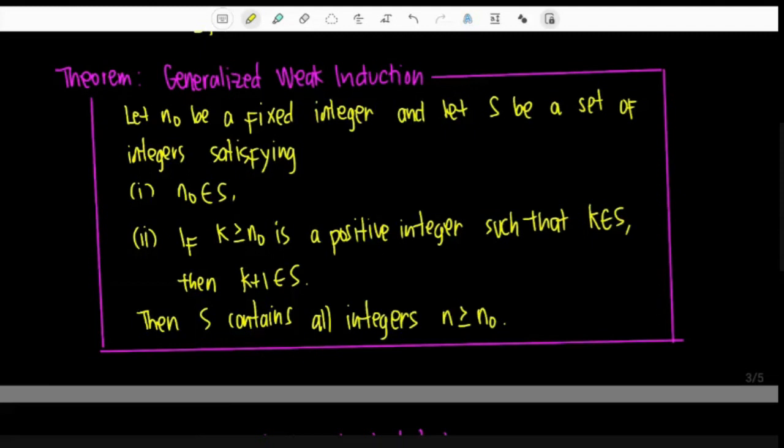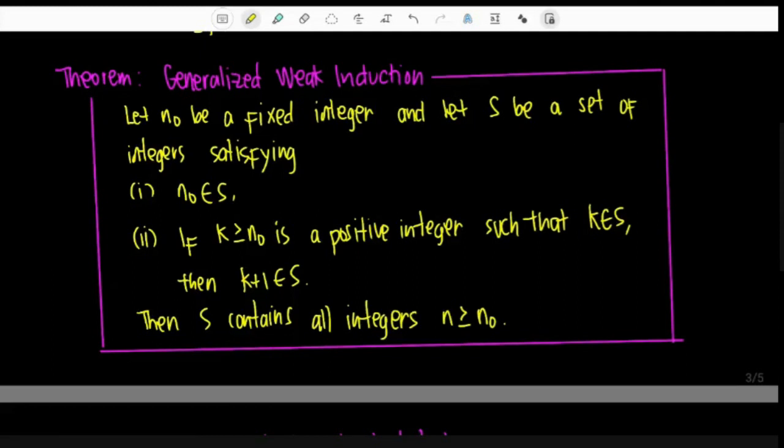So this is basically the same as our weak induction, but the only difference is that the starting point now, instead of 1, is any positive integer n sub 0. So you have the starting point n sub 0, and then the second assumption says that from a starting point, every succeeding integer is an element of S. So that will mean that S contains all integers greater than or equal to n sub 0. So that's the generalized version of the weak induction.